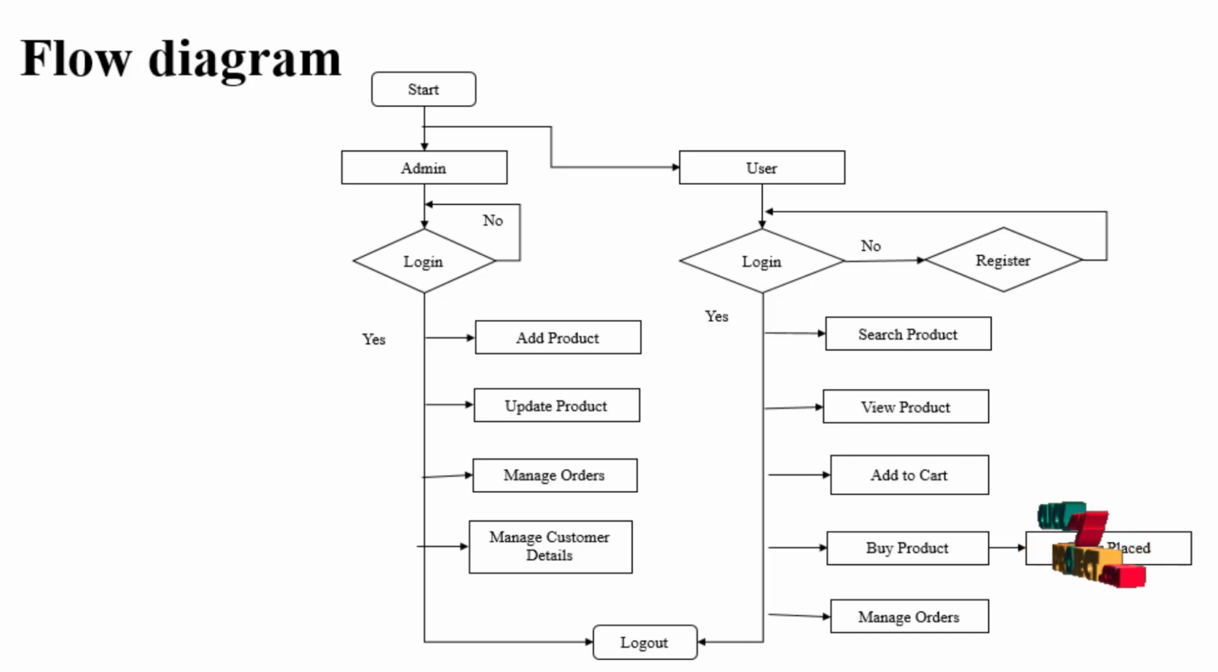In this module, the admin can add new product details like category, price, product name, etc. Once the product details are entered, the admin can also edit and update the existing product information. The admin can also monitor the user accounts and the customer orders. After completing the process, the admin can log out.